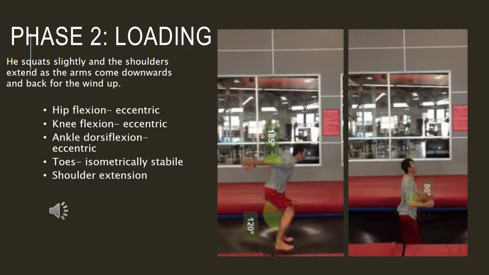Here in the images, you can see his shoulders are extended back at 185 degrees. His knees are bent at 120 degrees. And as he brings his arms forward to begin the momentum backwards, he brings his arms at 86 degrees.